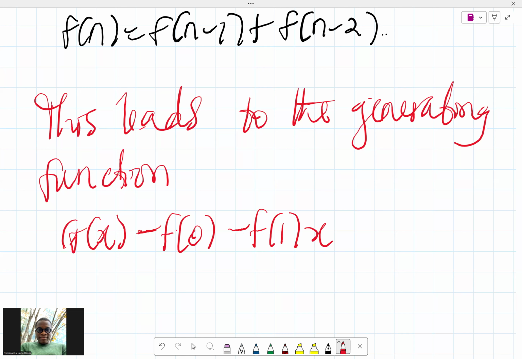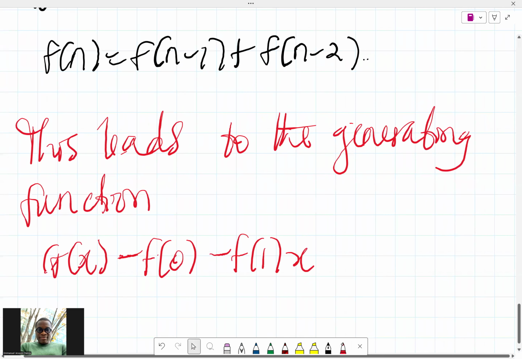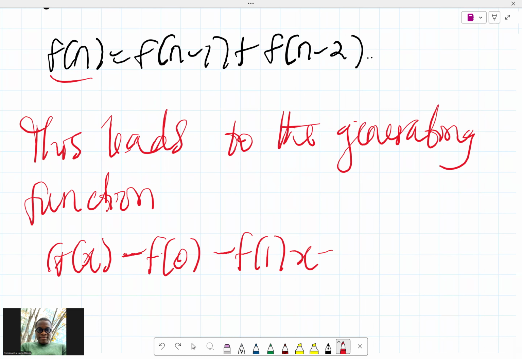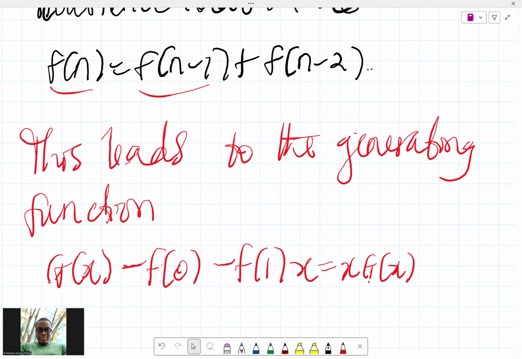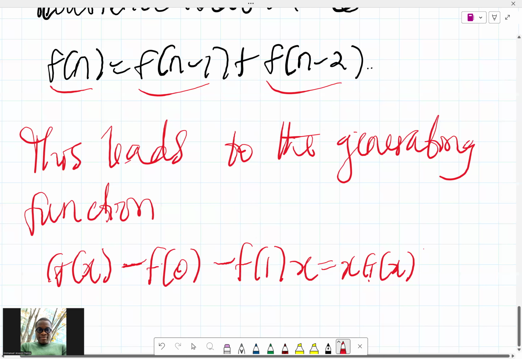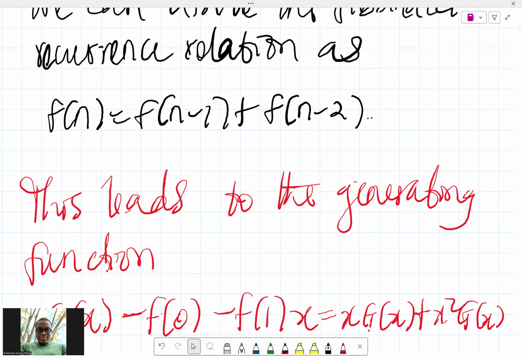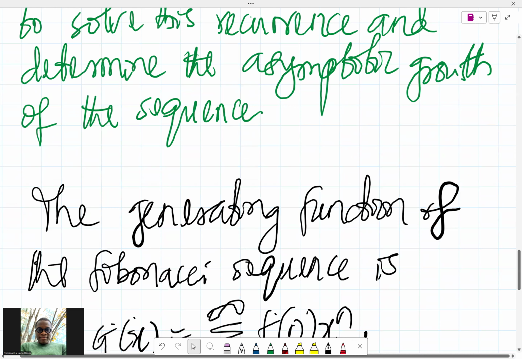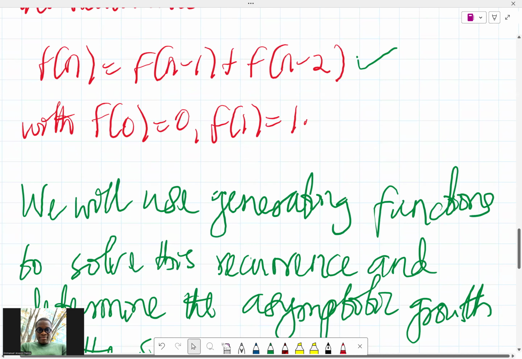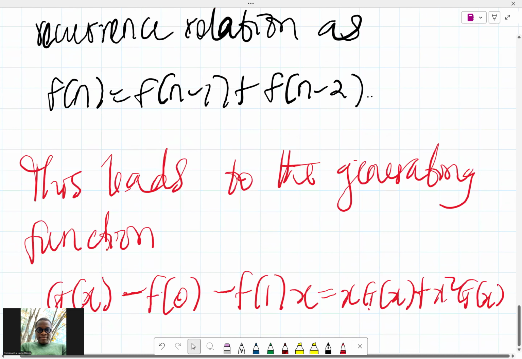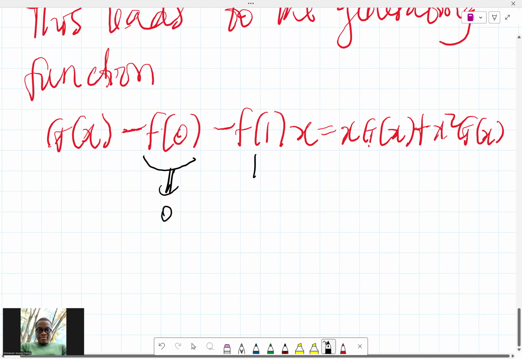Yes, minus f of 1 x. Now f of n itself corresponds with g of x minus f of 0 minus f of 1 x, and that is equal to, for f of n minus 1, x g of x. Then the other one, f of n minus 2, becomes x squared g of x. And we already know f of 0 and f of 1: f of 0 is 0 from the very definition, and f of 1 is 1.